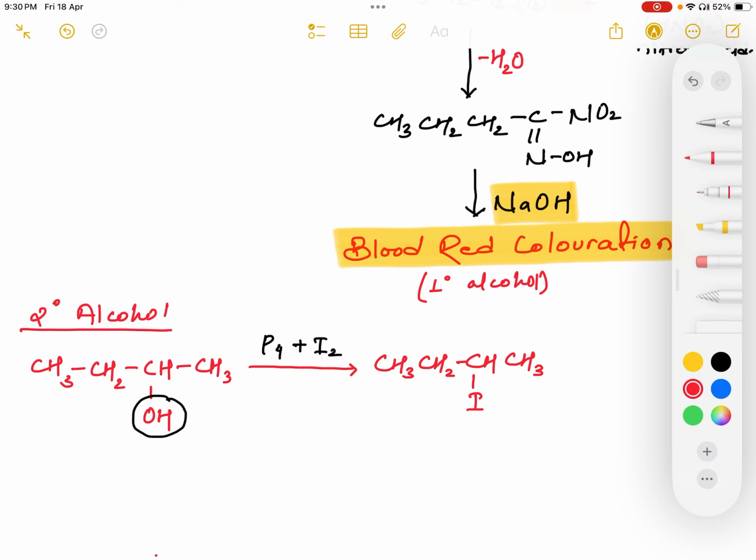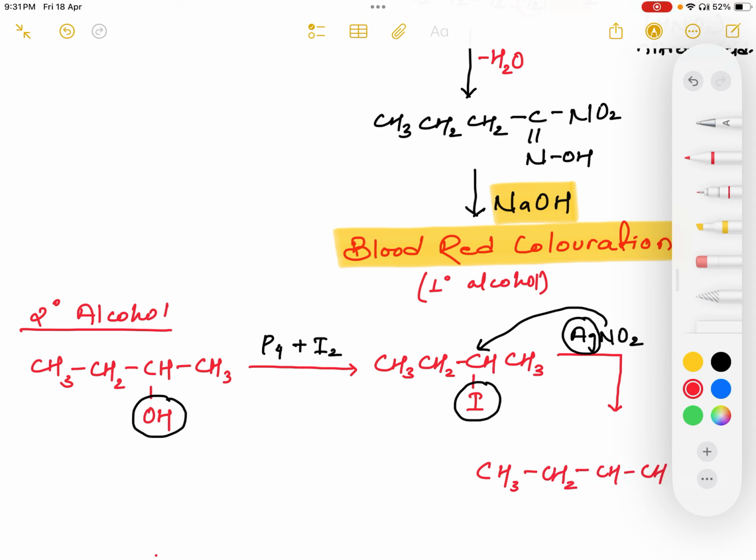Next, this will be treated further with AgNO2. Now, what will happen? This I group will be taken away by the Ag, along with the attachment of NO2, which will come and attach right at carbon number 2. So the product I will have will look something like this. It will be CH3, CH2, CH, CH3, and here you will have an NO2 group.